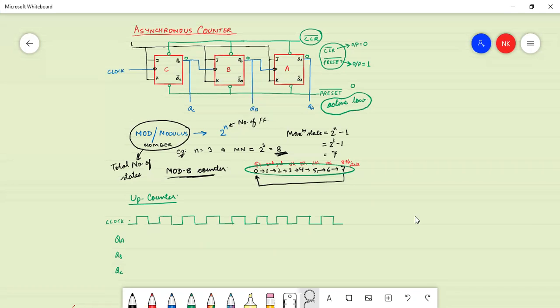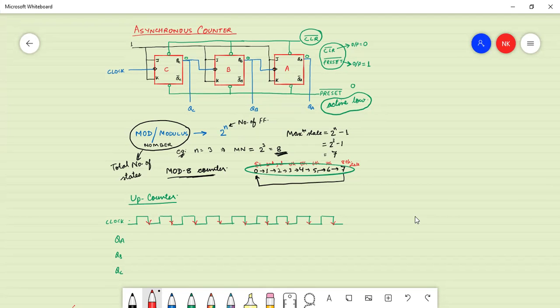So what do I have to do now? I have to indicate all the negative edges of the clock. So these are the negative edges of the clock. Why am I indicating these negative edges? Can anybody tell me? Negative triggered. Yes, the flip-flops are negative edge triggered flip-flops, so there will be a change in the output only at the negative edges of the clock.